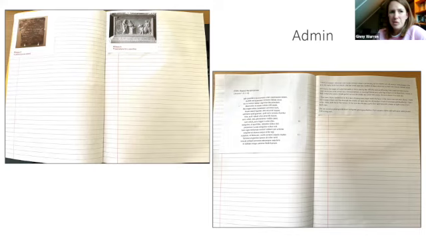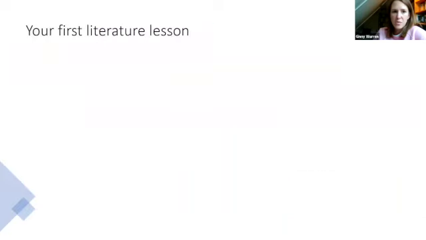This seems to be quite old school, to have books, and my biggest fear is that they will lose these books. So we always keep them in the classroom, so they don't take them home and then lose them, get them mixed up with their physics book or whatever.